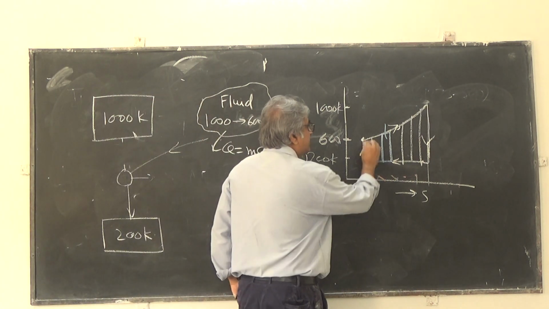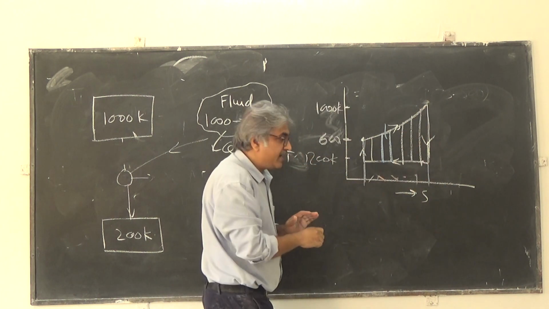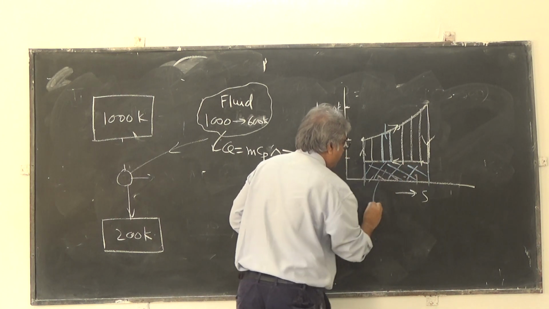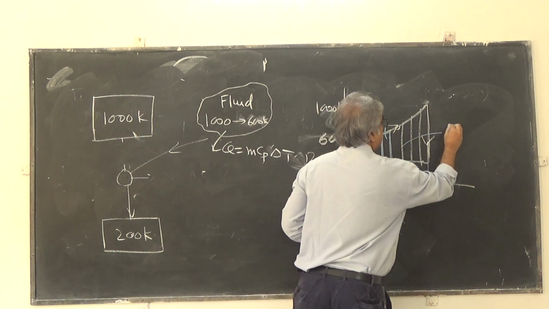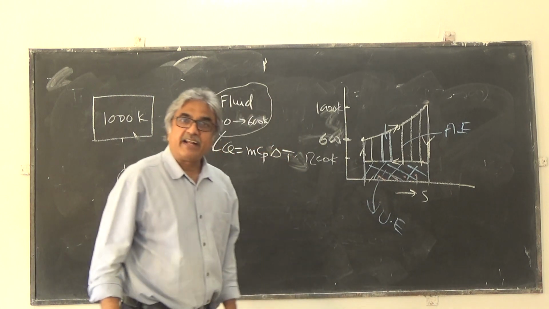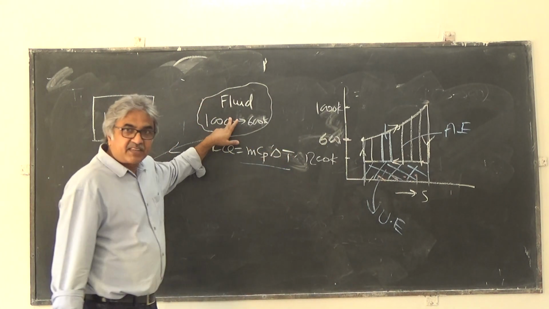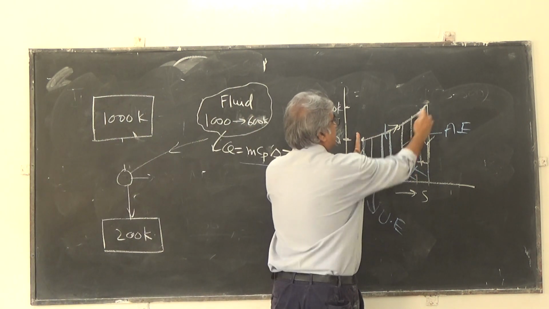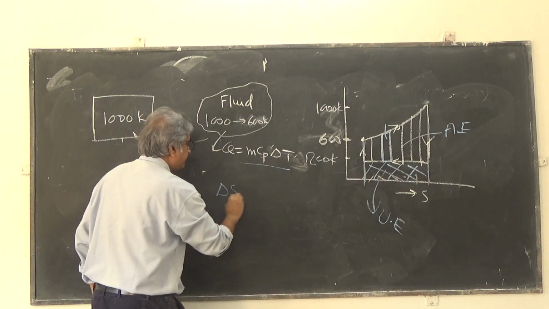See here, this entire thing, if you consider this is your heat supplied, this is heat rejected, this is what? This is unavailable energy, right? This is available energy, and this total is heat supply. Total heat supply is mCp delta T. What is this? Okay, just see this. This is the change in entropy. Okay, what is the change in entropy?